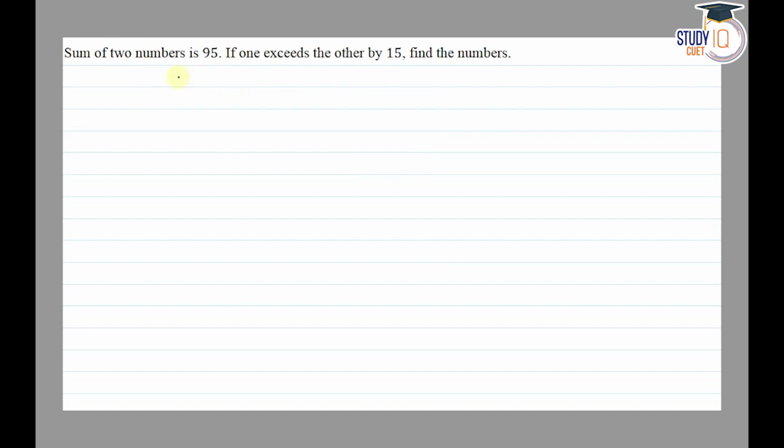So let the first number be x. So second number is x plus 15. So हमें given है sum of two numbers is 95. So x plus x plus 15 is equal to 95.